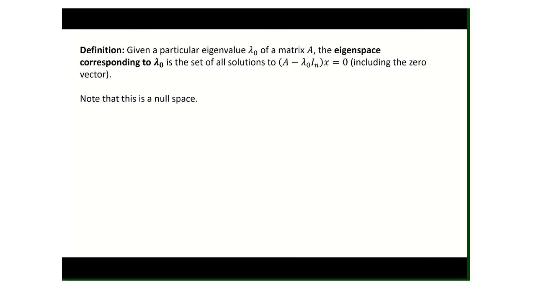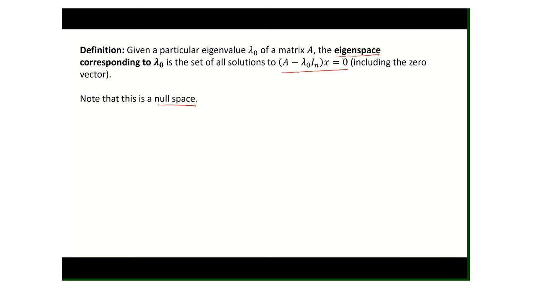So again, the definition: if you're given a particular eigenvalue of a matrix, the eigenspace corresponding to that eigenvalue is the set of all solutions to that equation. This is called an eigenspace. We talked about eigenvectors. The eigenspace is the subspace that solves this equation. And this is really just the null space that we've been playing with all along.